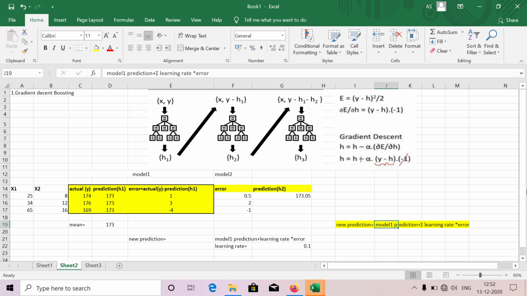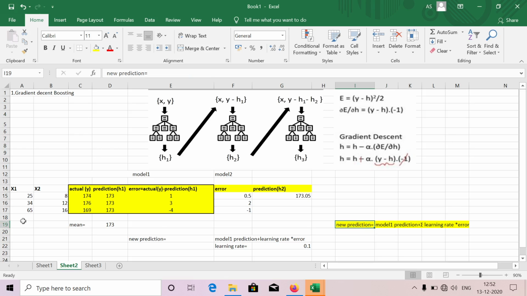Okay, this learning rate is always constant throughout the model. That's why this learning rate is multiplied by the model 1 error. Similarly, the learning rate is multiplied by the model 2 error, and the learning rate is multiplied by the model 3 error. This is the way we do the addition, and finally we'll get the new prediction.